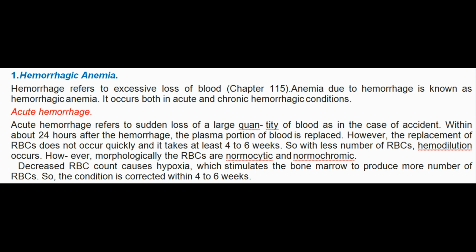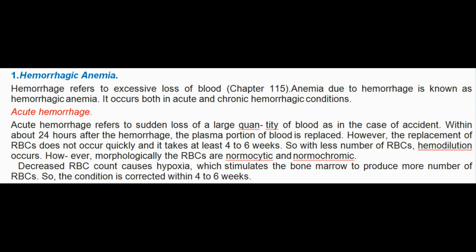Anemia due to hemorrhage is known as hemorrhagic anemia. It occurs both in acute and chronic hemorrhagic conditions. Acute hemorrhage. Acute hemorrhage refers to sudden loss of a large quantity of blood, as in the case of an accident. Within about 24 hours after the hemorrhage, the plasma portion of blood is replaced. However, the replacement of RBCs does not occur quickly, and it takes at least 4 to 6 weeks.